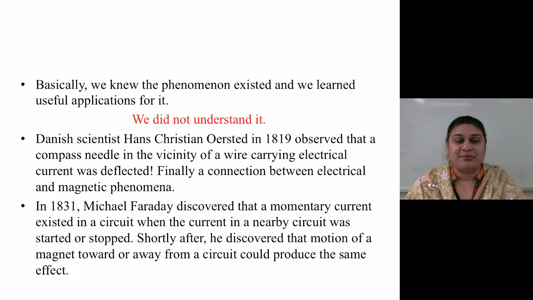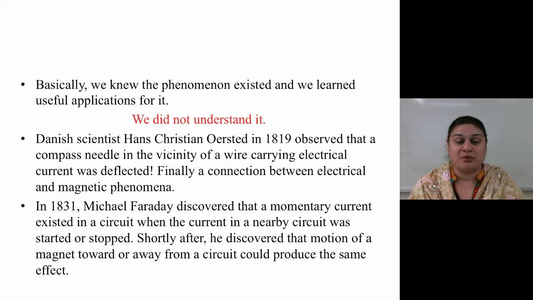So what is it? Basically, we knew that the phenomenon existed, and we learnt its applications later. However, we did not understand it until 1819. Danish scientist Hans Christian Ørsted in 1819 observed that a compass needle in the vicinity of a tiny wire carrying electrical current was deflected. Finally, a connection between electrical and magnetic phenomenon was found.